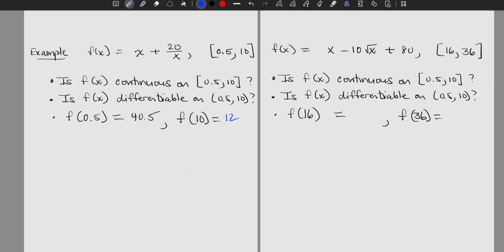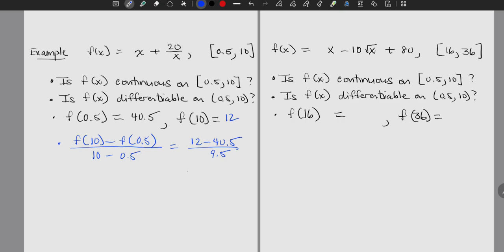And we know that there is a value of c in the middle of there somewhere because f meets the criteria. It is continuous and it is differentiable. So we compute two things. First thing we compute is f of 10 minus f of 0.5 all over 10 minus 0.5. In other words, that average rate of change. f of 10 is 12. f of 0.5 is 40.5. The difference between the x values is 9.5. We're getting a little nervous because now we're dividing by 9.5.